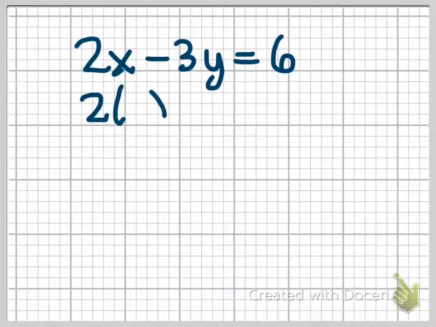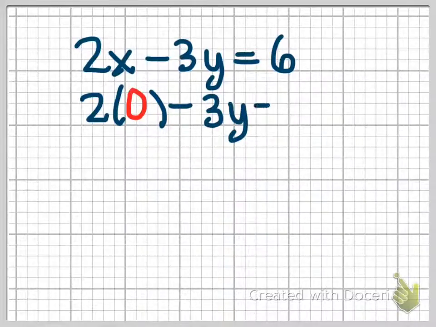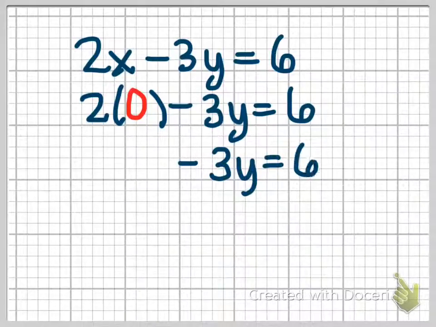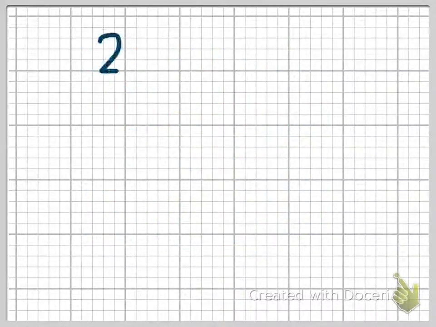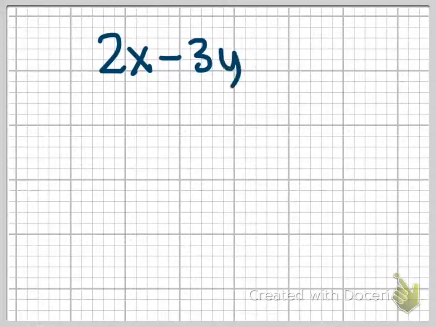2 times 0 minus 3y equals 6. So basically 2 times 0 is 0, so it goes away. You get negative 3y equals 6. Divide by negative 3, and you get the y-intercept is at negative 2. So our line will cross the y at 0, negative 2. 2x minus 3y equals 6.